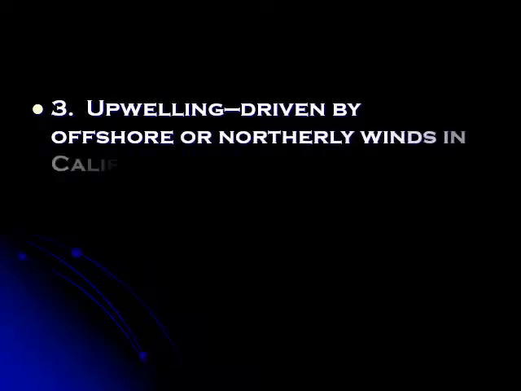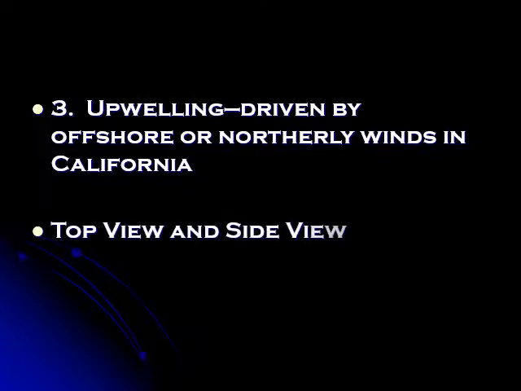One other current that we can talk about is called upwelling. In order to do this, we'll have to draw the coast of California. We're going to be drawing a top view and a side view, but we'll also be doing this in class as well. Upwelling is driven by offshore or northerly winds in California. In the ocean, currents aren't just moving to the left and to the right. You can have currents that are moving up, which are called upwelling currents. You can also have currents that are going down, and those are called downwelling currents.